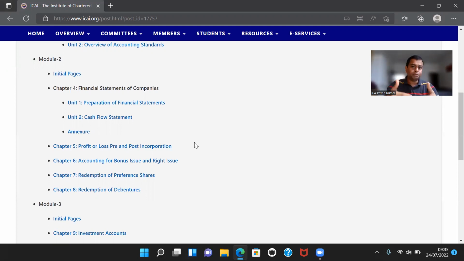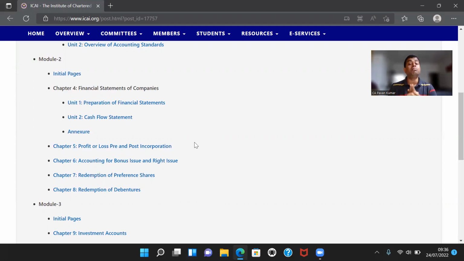So in Unit 1, you will see how to prepare the P&L and balance sheet based on Schedule 3 requirements. For a sole proprietor, a partnership firm, or a society, you do not have a prescribed form and content of financial statements. So conventionally, you can prepare the balance sheet in T shape, with liabilities on the left side and assets on the right side. But for a company, you cannot do that.